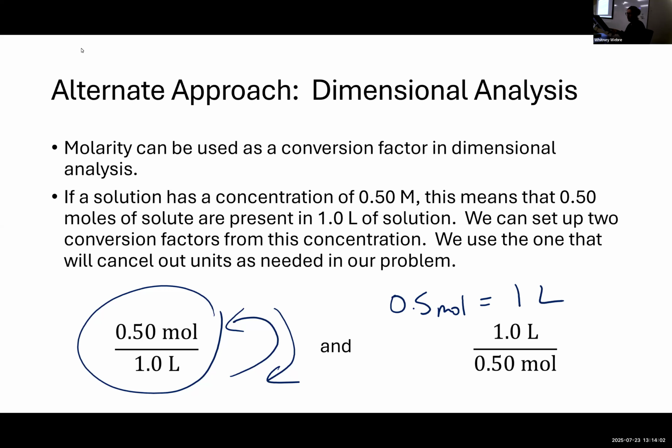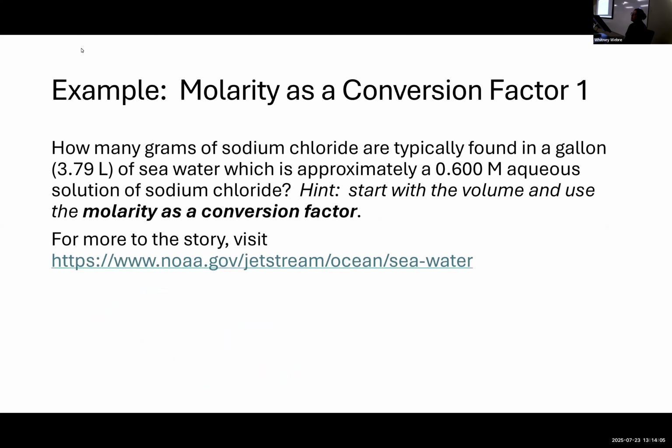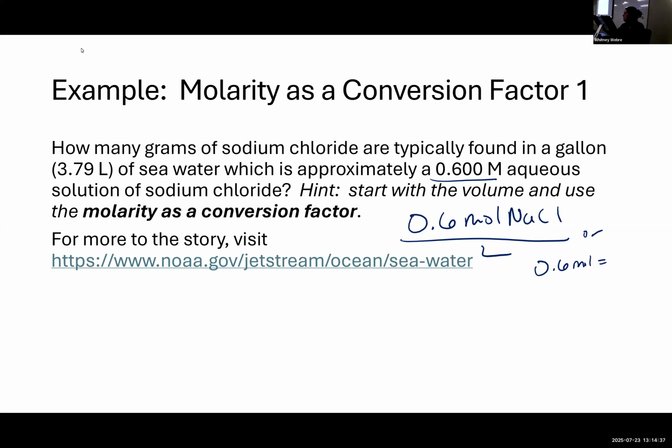So let's practice using that. How many grams of sodium chloride are typically found in a gallon, 3.79 liters of seawater, which is approximately 0.6 molar aqueous solution of sodium chloride? Hint: start with the volume and use the molarity as a conversion factor. So if I have 0.6 molar, that's 0.6 moles of NaCl over liters, or 0.6 moles equals 1 liter. See how I wrote the liter on the denominator? You can also assume there's always a 1 out front.